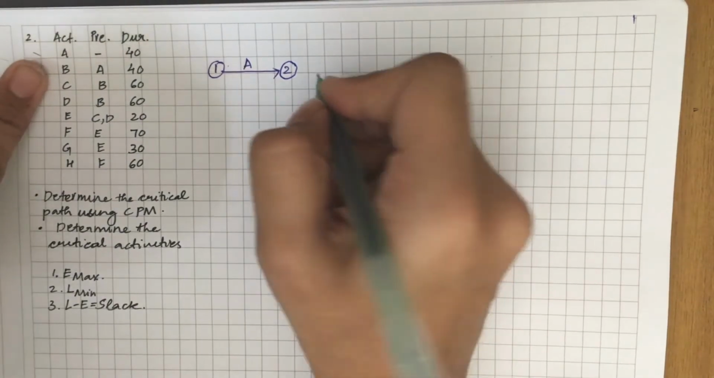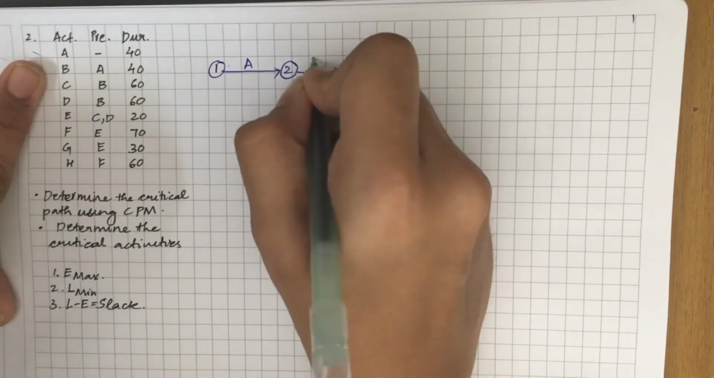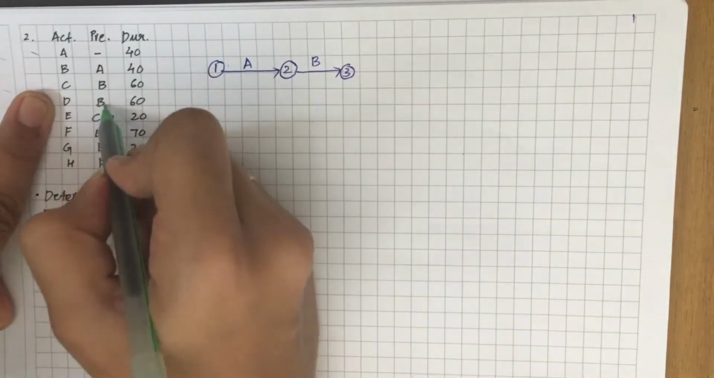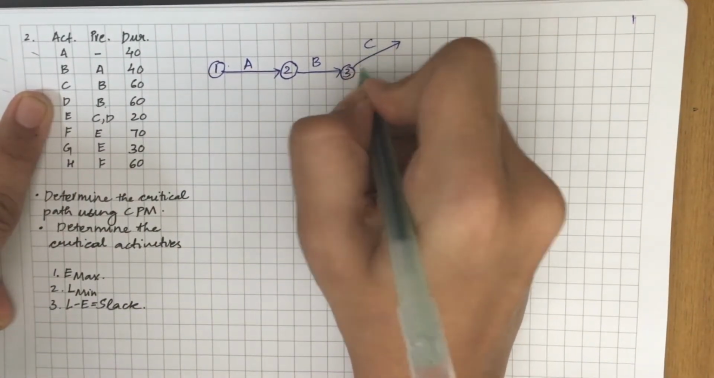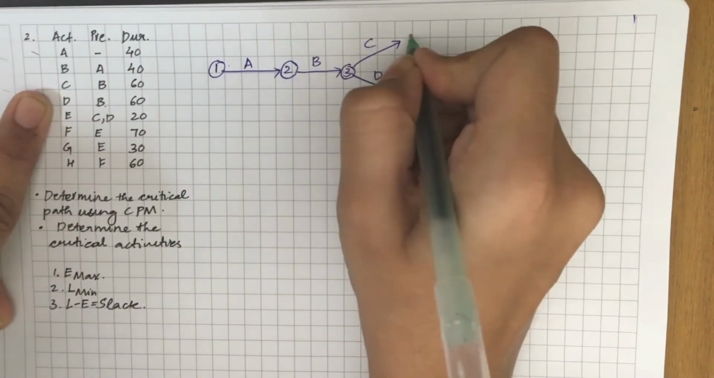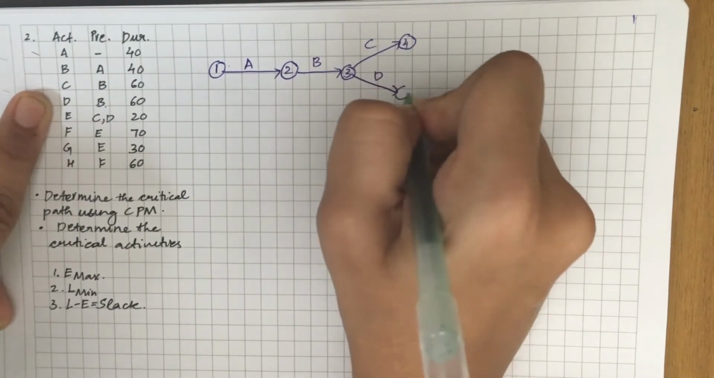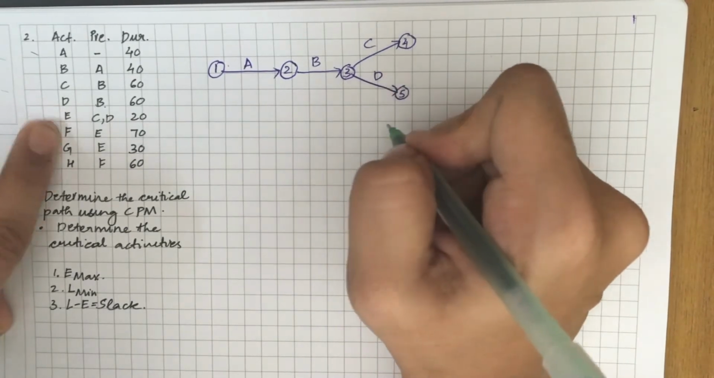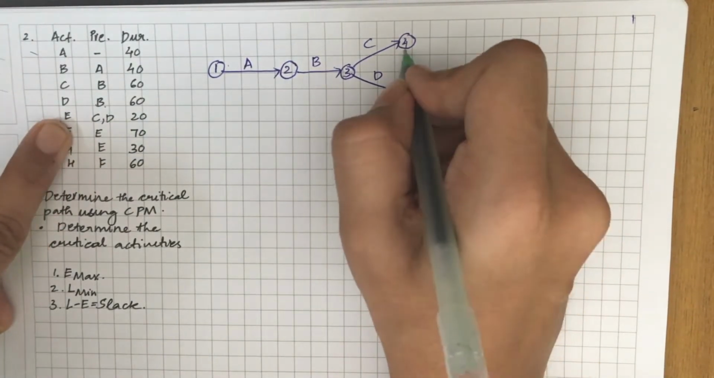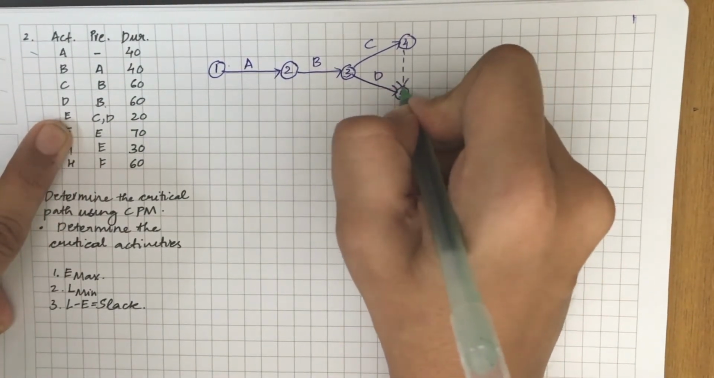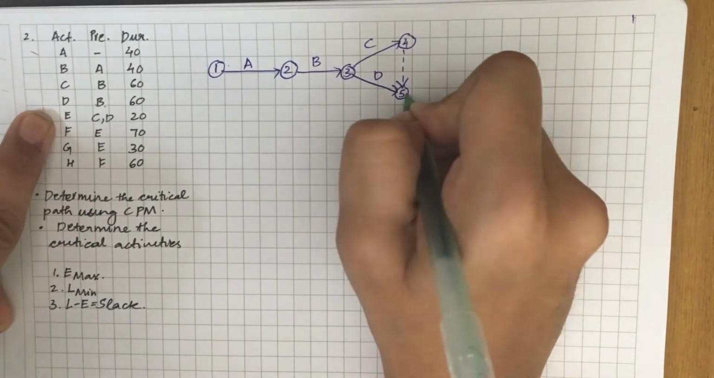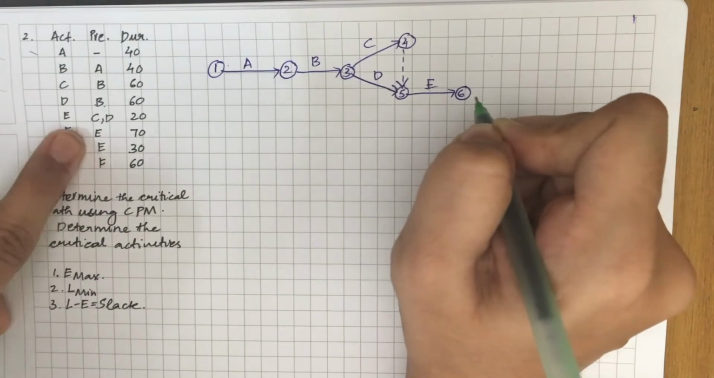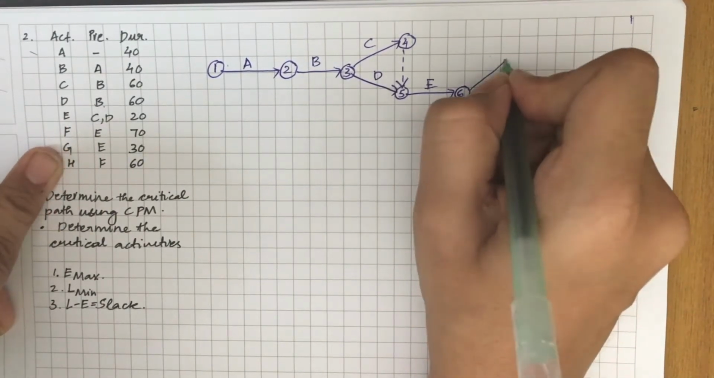Once A is done, you can proceed with B. Once B is done, you can proceed with C and D. Once C and D is done, you can proceed with E. So you need to make a dummy activity here. E is done, F and G.